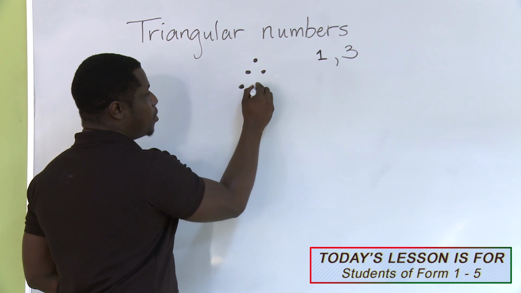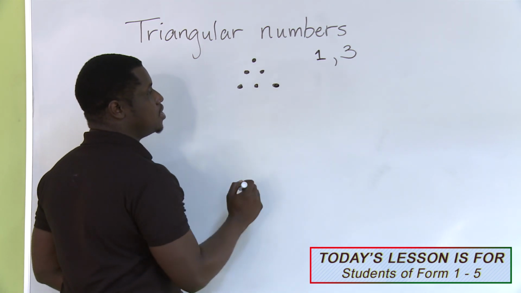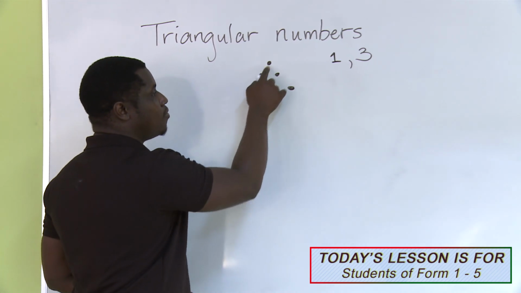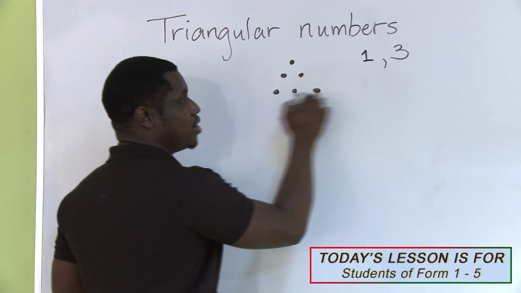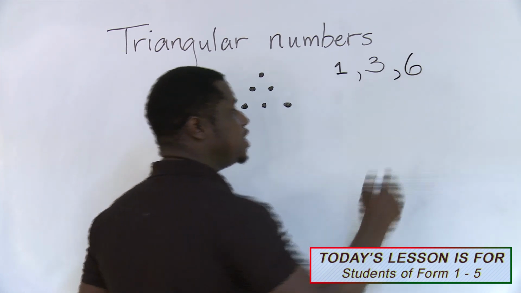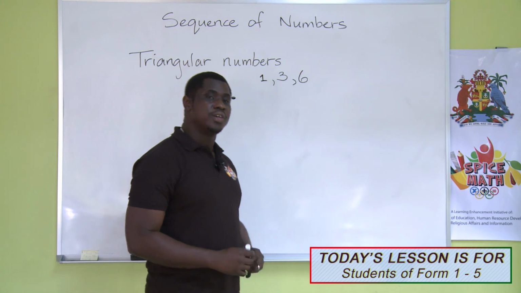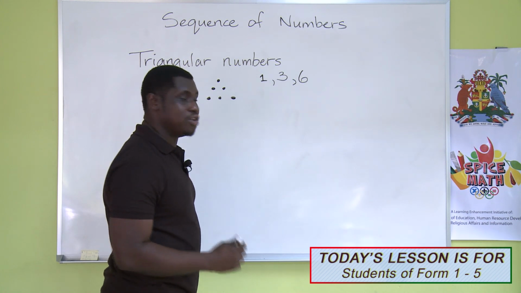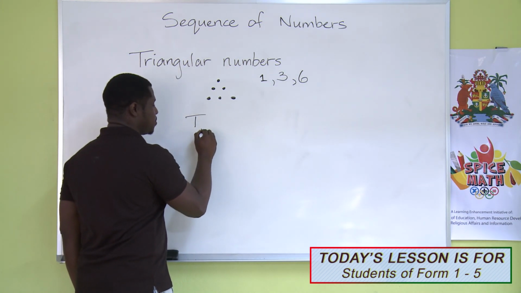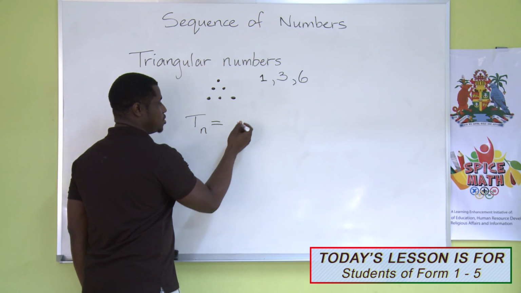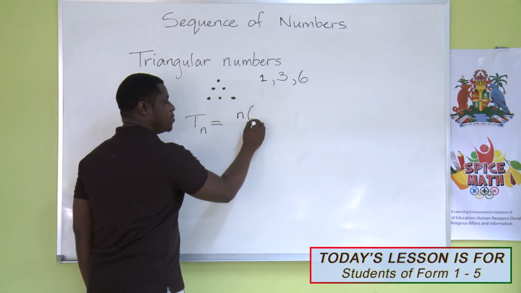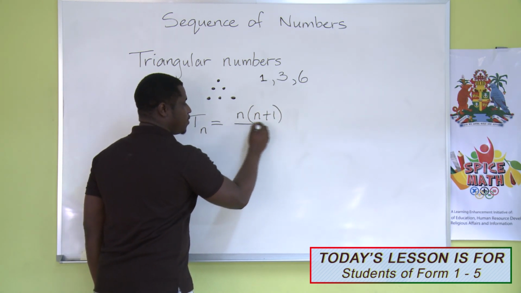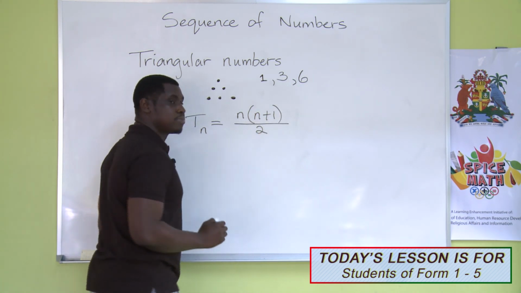The next triangular number, I'm now going to add 3 dots. So the third triangular number is, how many dots do I have? I have 1, 2, 3, 4, 5, 6 dots. So the third triangular number is 6. We can use a formula to determine triangular numbers. So to find triangular numbers, we use a formula T subscript N is equal to N, open parentheses, N plus 1, all divided by 2.